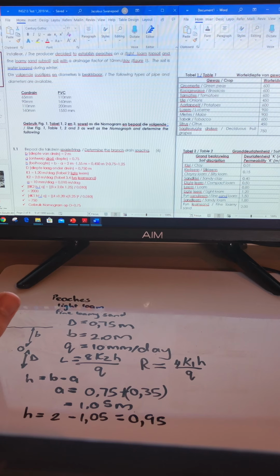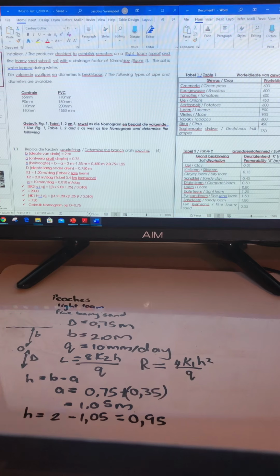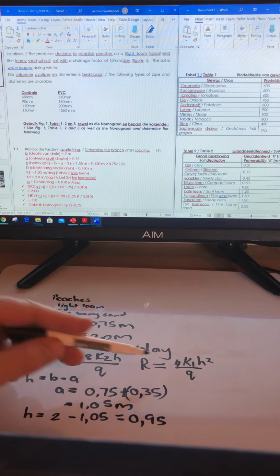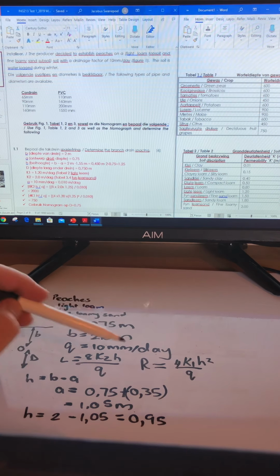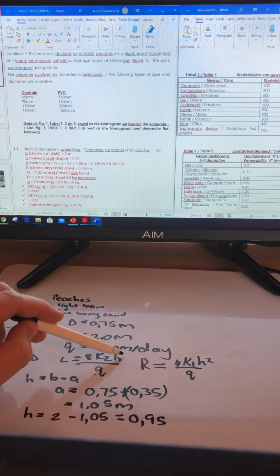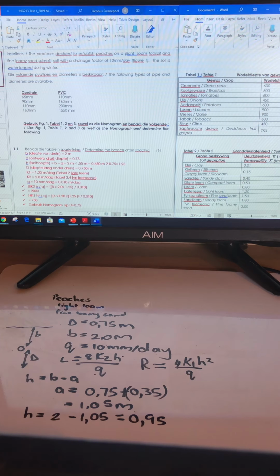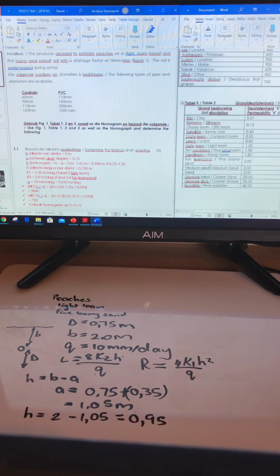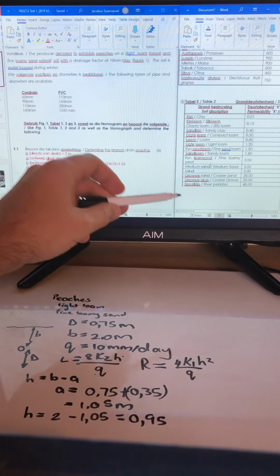I just need to make an amendment. There's a squared sign over there. Now you look at these two formulas and you see, I've got my value for Q, I've got the value for H. The only values I need now are K1 and K2. K1 and K2 you'll get from table number 2.